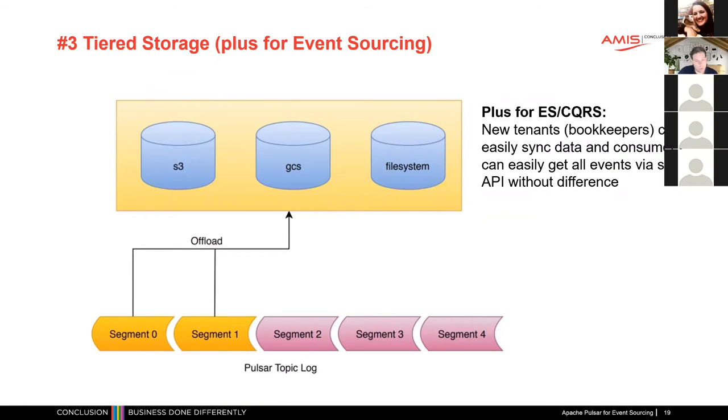We already have 5 segments, and maybe segment 0 and segment 1 are all ordered by the time we set on the policy, and then we can offload them to the tiered storage. And this is a plus for event sourcing or CQRS. If a new tenant comes, a new bookkeeper comes, it can easily sync the data from the cold storage and then consume the new messages that are coming in through the same API without any difference. So for that, it doesn't matter.